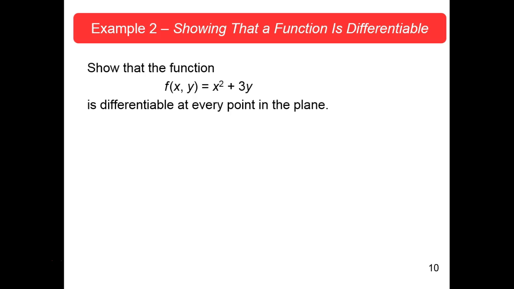Where we left off last time was in Chapter 13, which is functions of several variables, and we're in 13.4, which is talking about differentials. And on page 905, we had just given the definition of differentiability, and example 2, just following that, is where we start today. Show that the function f of x, y, which is x squared plus 3y, is differentiable at every point in the plane.